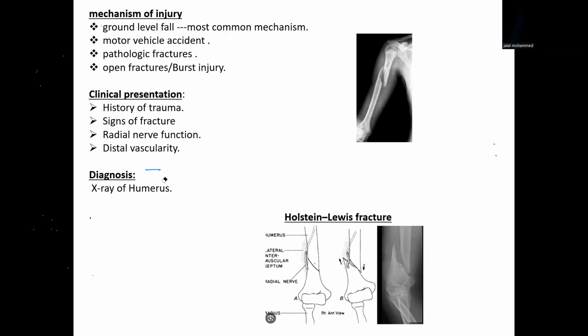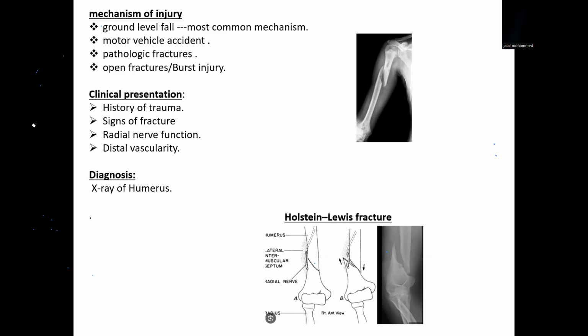So how is the clinical presentation? The patient will have a history of trauma. There are signs of fracture in the form of pain, deformity, limited movements, and abnormal mobility. And as I told, the radial nerve is in close relation at the spiral groove and also when it enters from the posterior to the anterior compartment. So at these two levels, if there is a fracture, the patient is likely to have radial nerve involvement.